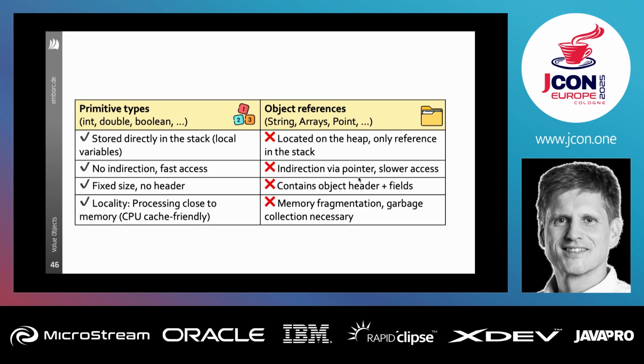On the other side, the object references like strings, arrays, points, whatever, they are located on the heap, only the reference on the stack. There's an indirection via the pointer, so the access is a bit slower, and there's still more overhead like the object header, beside the fields which we have to store, and the memory may be fragmented, so it's a bit more expensive to find all the information of the different parts of the object. And we still have garbage collection, which is also a quite nice feature in Java, but which, if you have 100 millions of points, can be quite expensive.